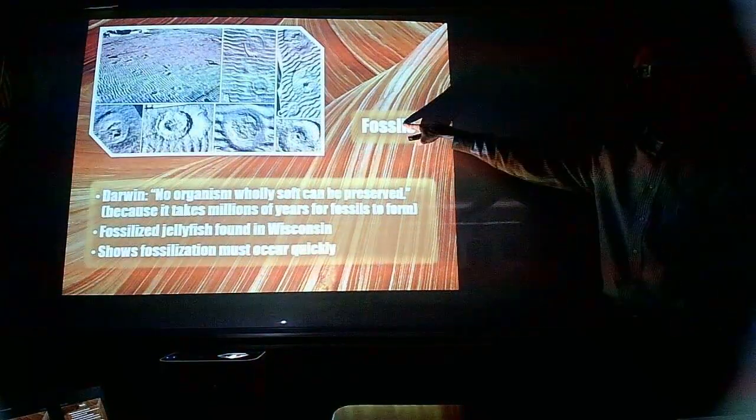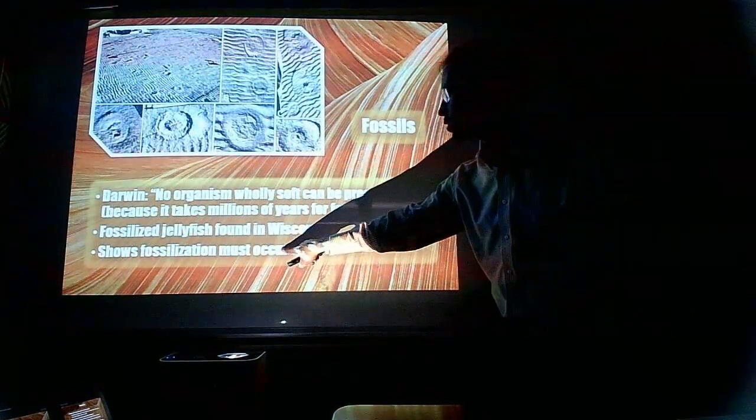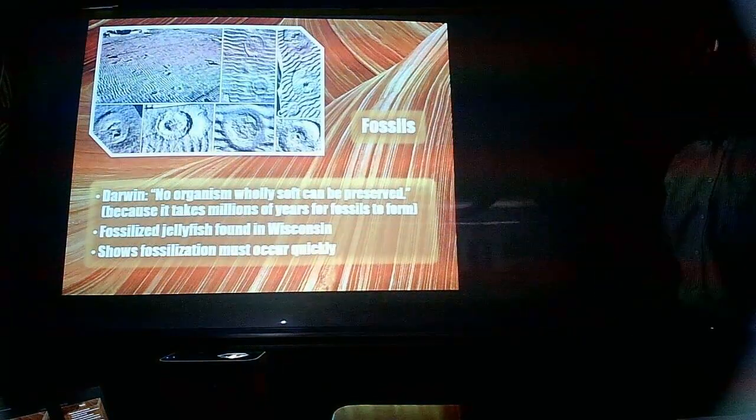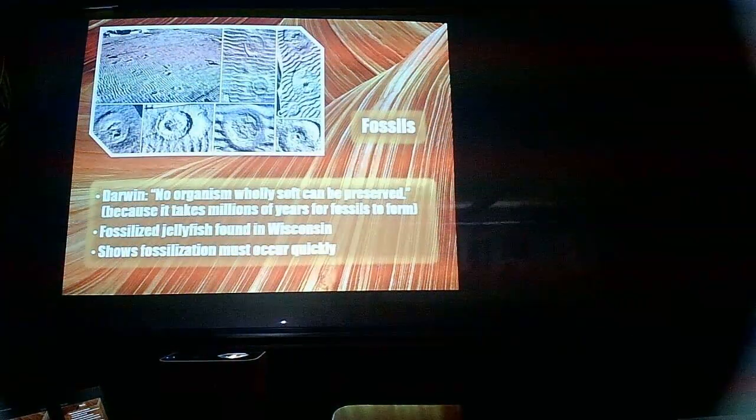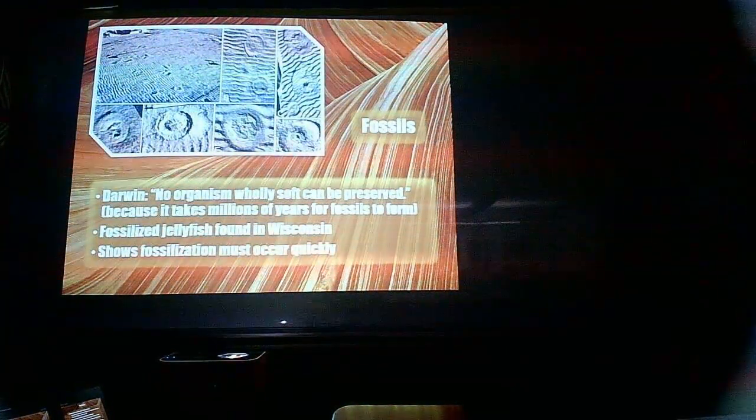Go ahead and write down fossils, and then the bottom 2 bullet points. They're probably the fossils that show the best evidence of this. And these are the jellyfish fossils that were found in Wisconsin. There's no way those are going to take millions of years to fossilize. It has to happen extremely fast.